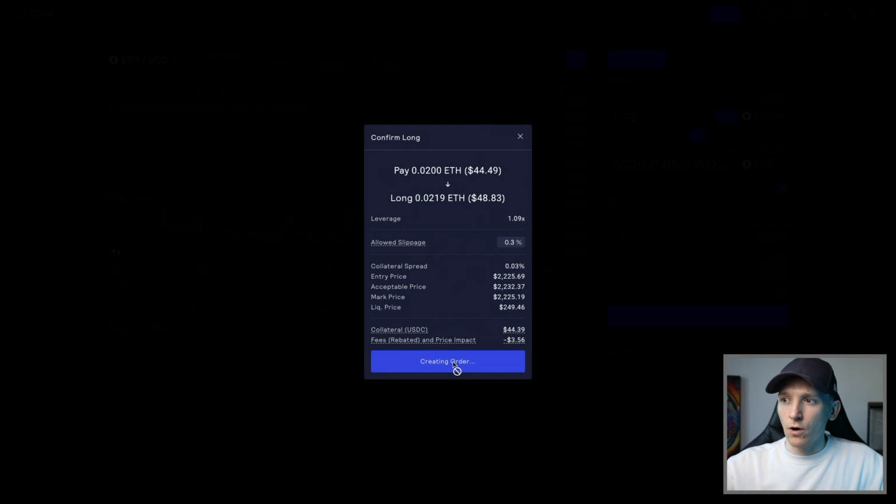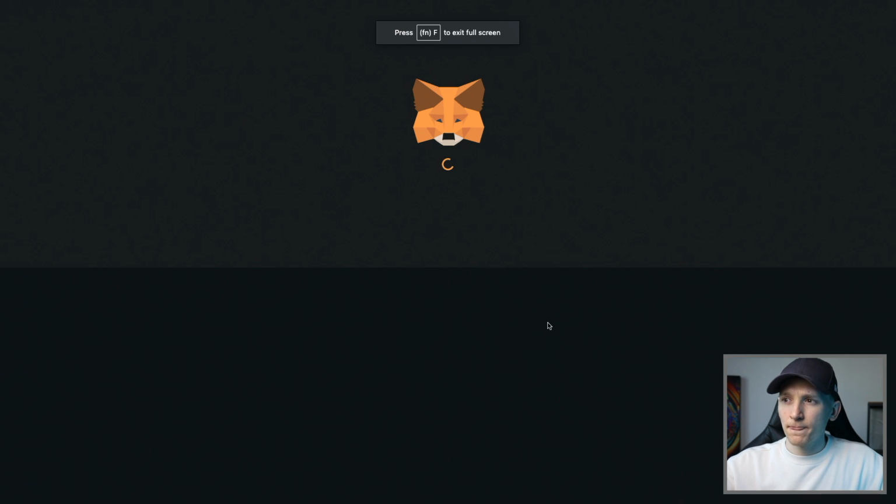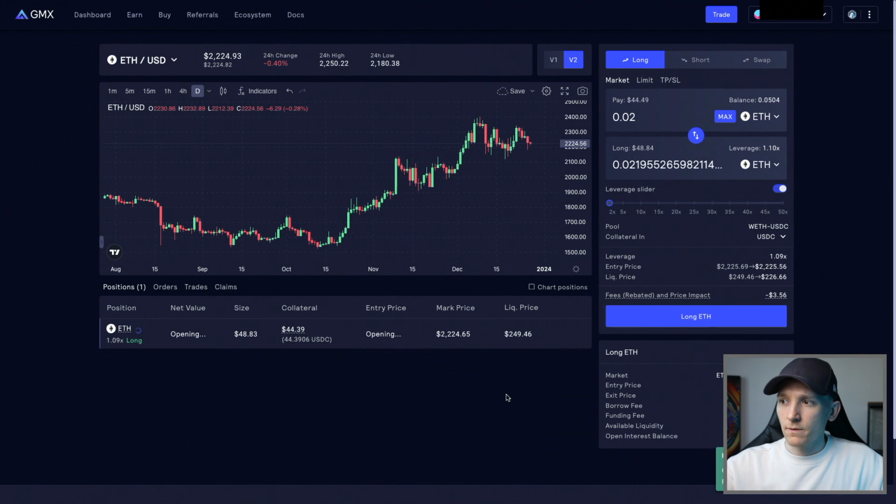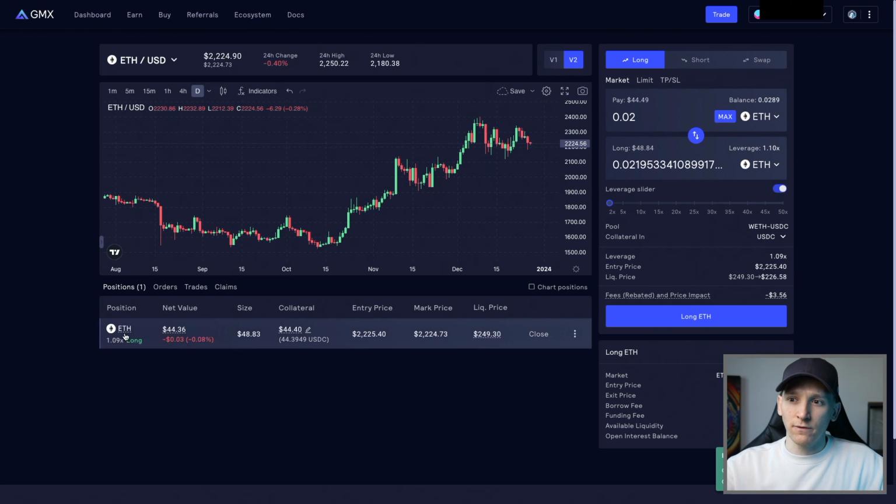So I'm going to long, creating order. It's going to go through to my MetaMask, and I'm going to have to pay a gas fee here. And the gas fee is 64 cents. So that's great. So I'm going to press confirm and then go through. Down below my head, you can see this green box. It says order request sent and order executed, and there it is. So I've now got a long position, decentralized. I think that's awesome. So now we can actually edit that position as well.